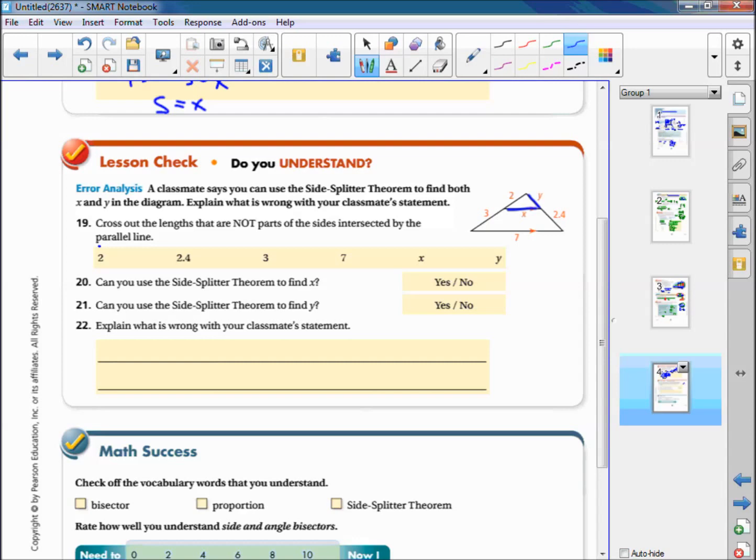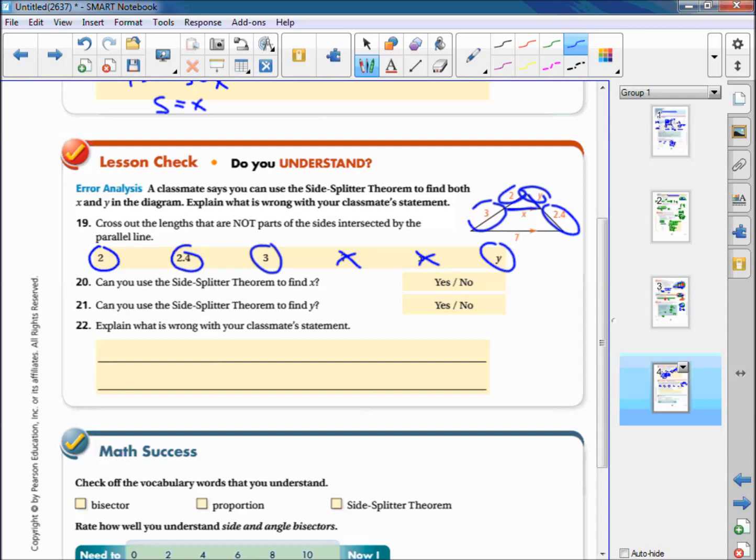So cross out the lengths that are not parts of the sides intersected by the parallel lines. We have the triangle sides and they're intersected by the parallel lines, and we're supposed to cross out the ones that aren't part of it. So we should keep the 2 and the 3, that's the left side, and we should keep the y and the 2.4, that's the right side, but we need to throw away the x and the 7. They don't have anything to do with the sides being split.